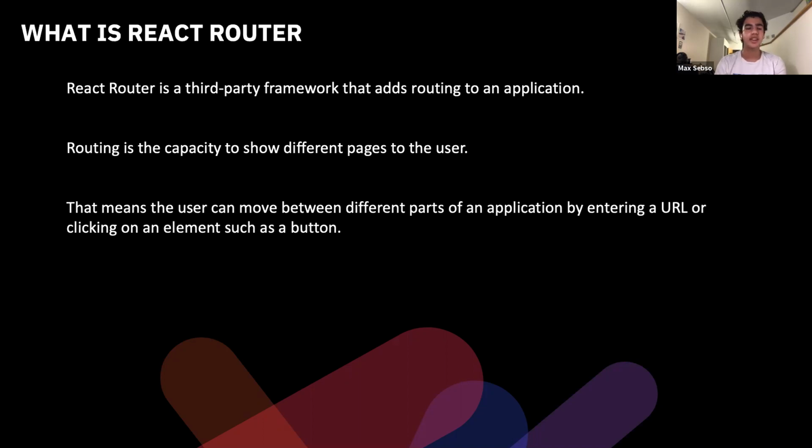If you go on a website and see at the top different buttons to different pages, and you click one and the page shows up, that's routing from the home page, or the landing page, to the route that you clicked on. This means we can move through our application by entering a URL or clicking an element such as a button. The button basically just changes the URL, and now the URL can point to a different part of your website.